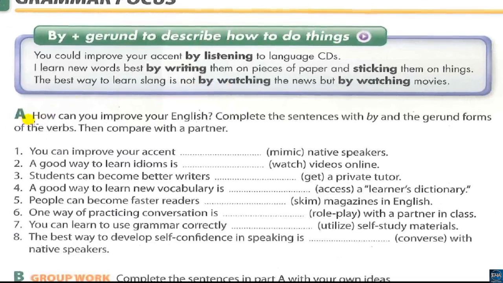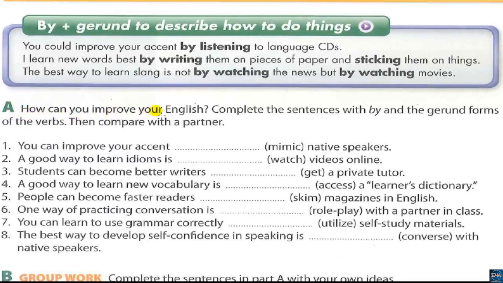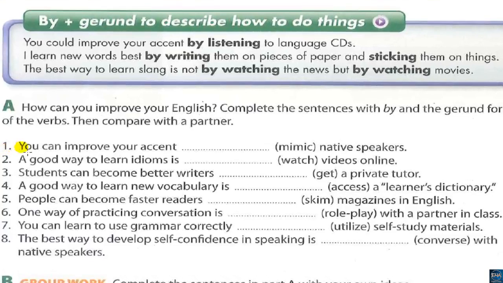A. How can you improve your English? Complete these sentences with by and the gerund forms of the verbs. Then compare with the partner. So in this exercise here, from 1 to 8, you're gonna write by plus verb with ing. You will put ing here to the verb. This is very easy. One moment, try to answer.